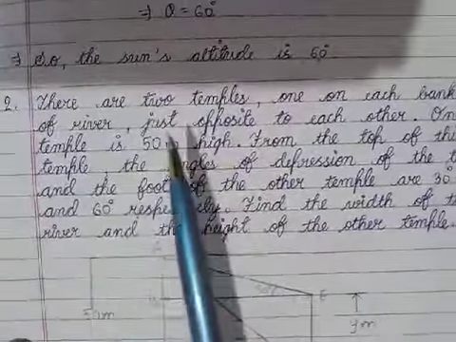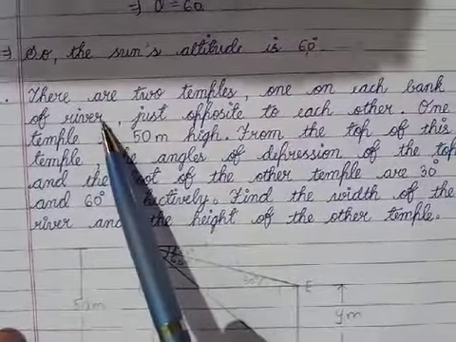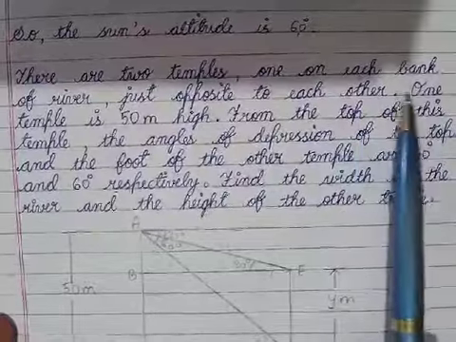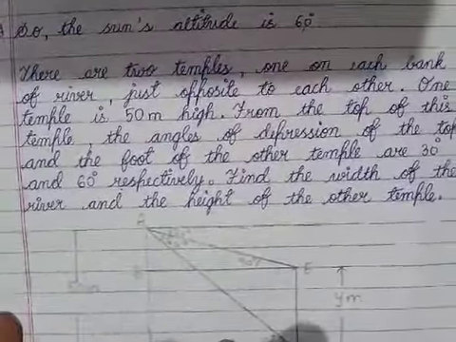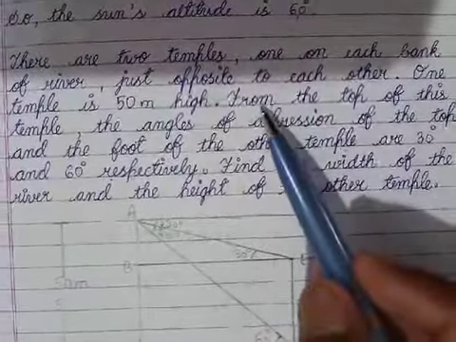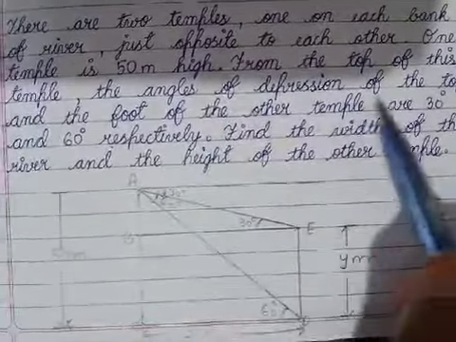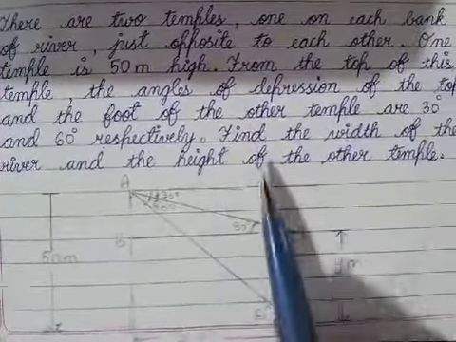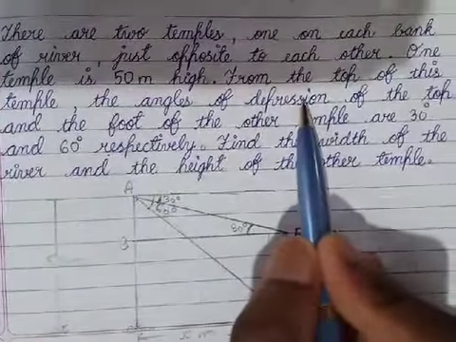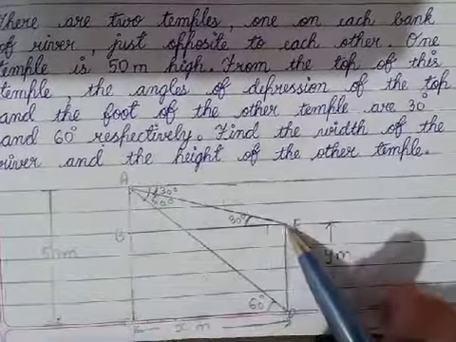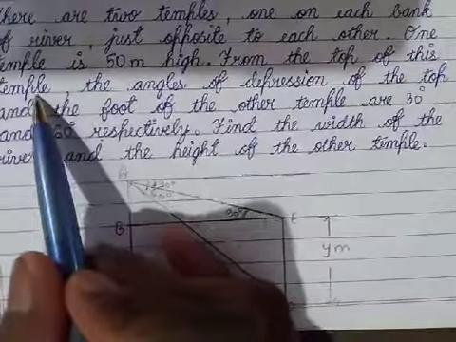Another question. There are 2 temples, one on each bank of the river, just opposite to each other. One temple is 50 meter high. So suppose the temple is 50 meter high. From the top of this temple, the angle of depression is written. So there are 2 temples. This shows, what is it? Angle of depression means one temple's height is less than the other temple. You are looking from the top of one temple.